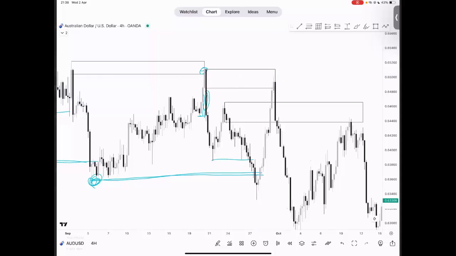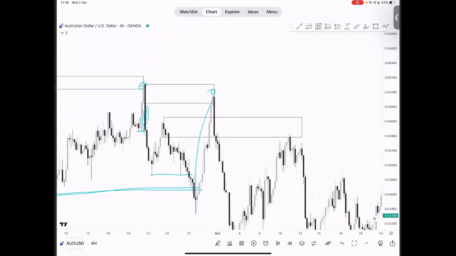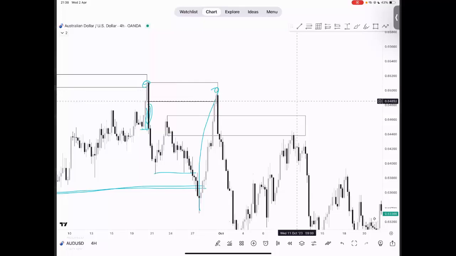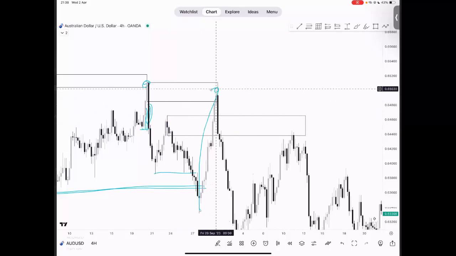When price came to mitigate this zone, you can probably be doing anything, maybe you're in class or whatever. When price mitigates that demand level, what did I tell you? I told you that the inducement level that it creates, the inducement that was taken out for price to mitigate that demand level, can be used as a continuation zone.